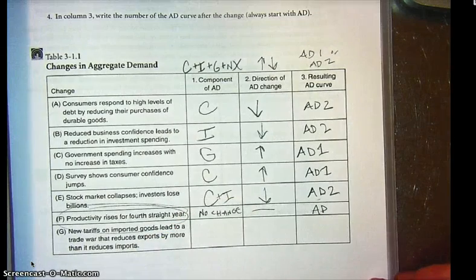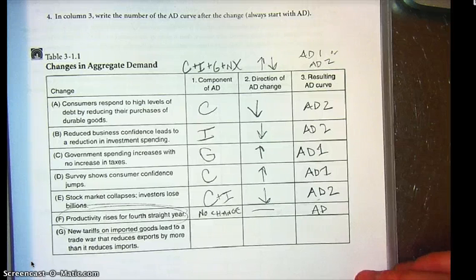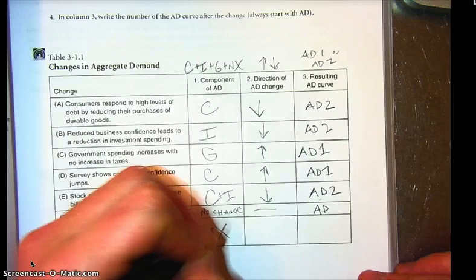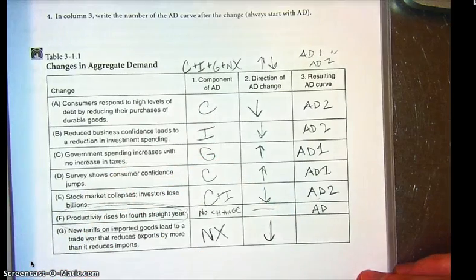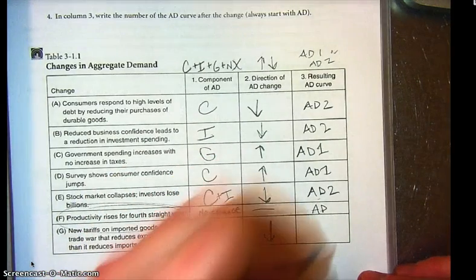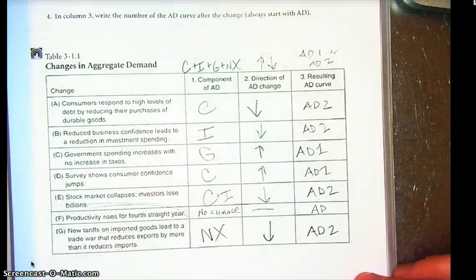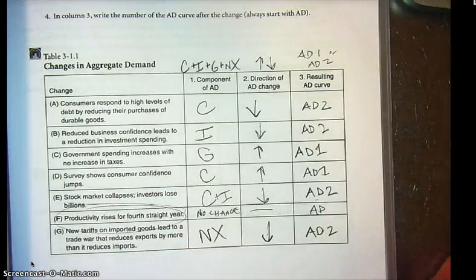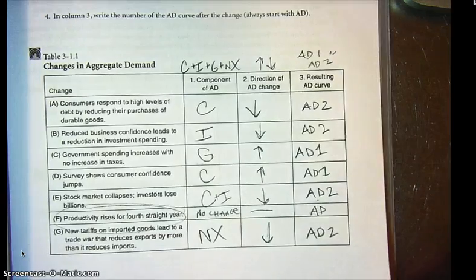New tariffs on imported goods lead to a trade war that reduces exports by more than it reduces imports. So this is going to be net X, and net exports is going to be negative, AD2. Pretty straightforward. I don't think you guys should have had any problem with that.